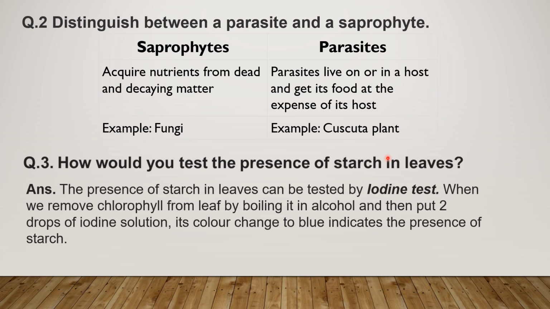Question number 3. How would you test the presence of starch in leaves? Answer. The presence of starch in leaves can be tested by the iodine test. When we remove chlorophyll from a leaf by boiling it in alcohol and then put 2 drops of iodine solution, its color changes to blue, which indicates the presence of starch.